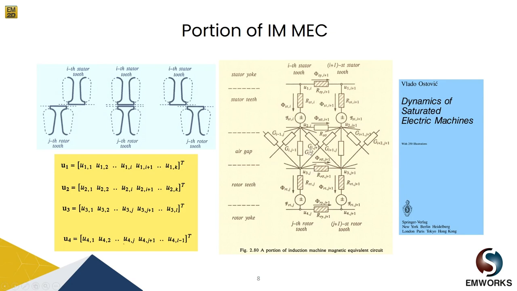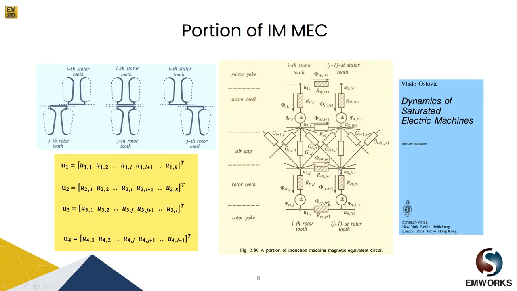So in this equivalent circuit, the purpose is finding the magnetic potential of the circuit nodes, U1, U2, U3, and U4. You can see these circuit nodes. So our aim is finding the magnetic potential of these nodes. When we know the magnetic potential, we can calculate the magnetomotive force drop, and finally we can calculate the flux, and then we can calculate the flux density.